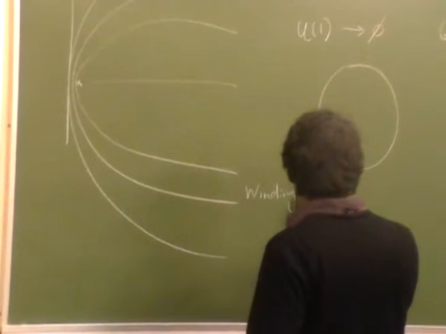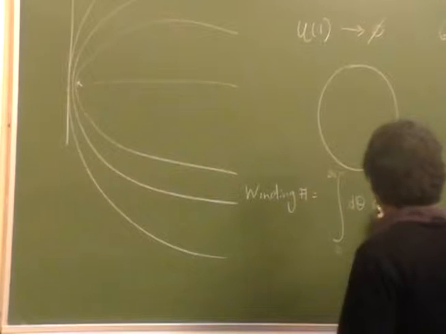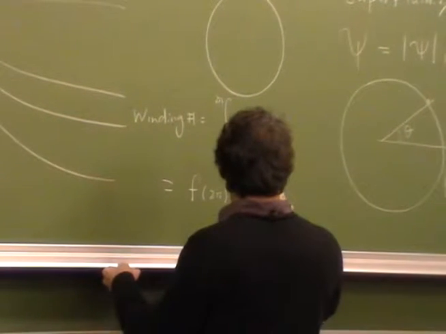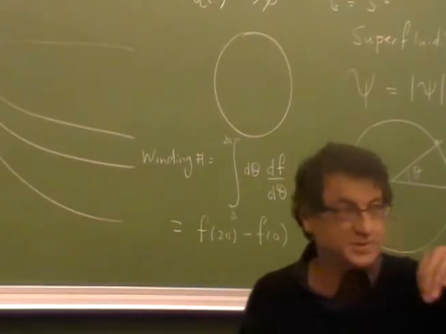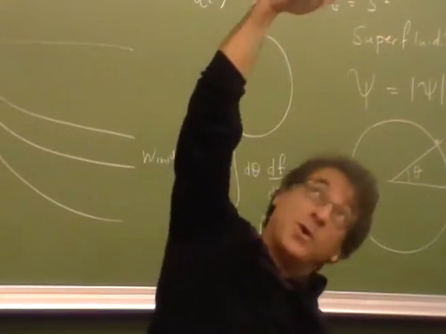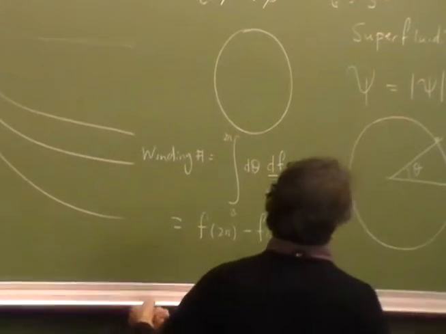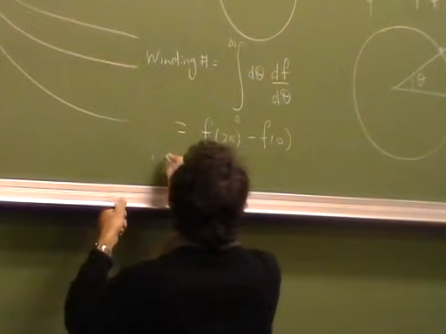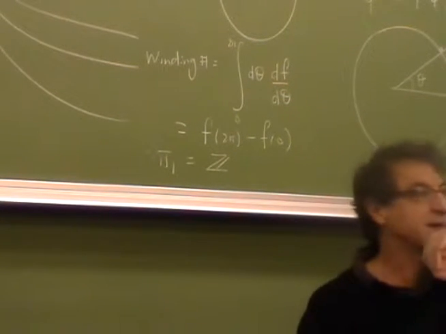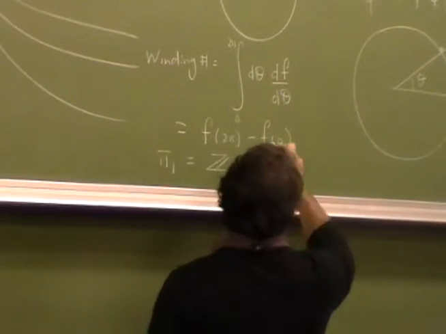But the winding number is just the integral from 0 to 2 pi d theta df by d theta, where f is your map here. So it's just f of 2 pi minus f of 0. This is a little bit like the case of the screw dislocation. You go around once, but instead of going in a spiral staircase, you project all of those points down onto one, and you do loops around once, twice, or this way. So in this case, pi 1 is just Z, the group of integers. You go around n times, and then go around m times, that winds n plus m times. But just the group, the space of integers. So this is a winding number.